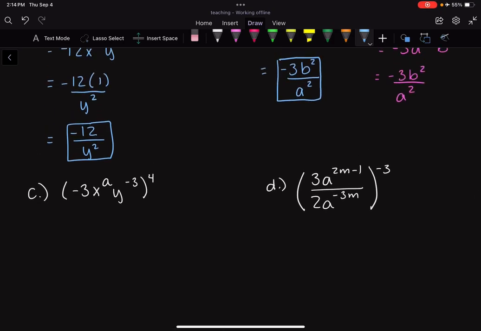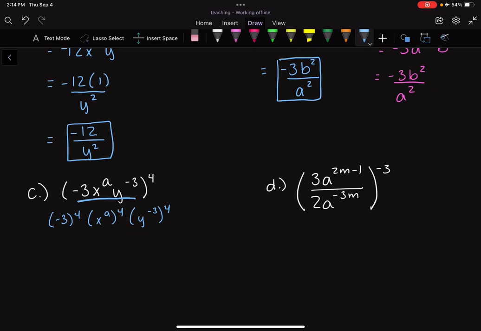So for this one, this 4 is going to go to everything in here. So I'll have -3 to the 4th, x to the a to the 4th, y to the -3 to the 4th. And so whenever you have exponents separated by those parentheses, you're going to multiply them.